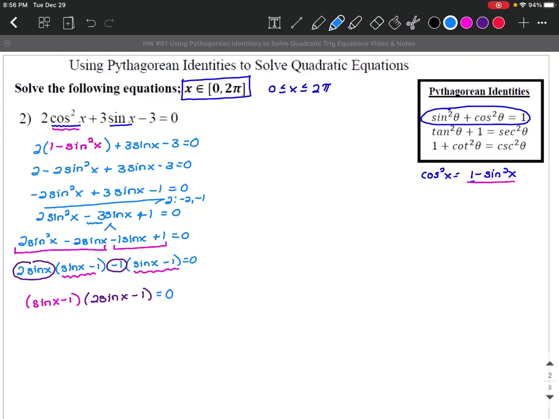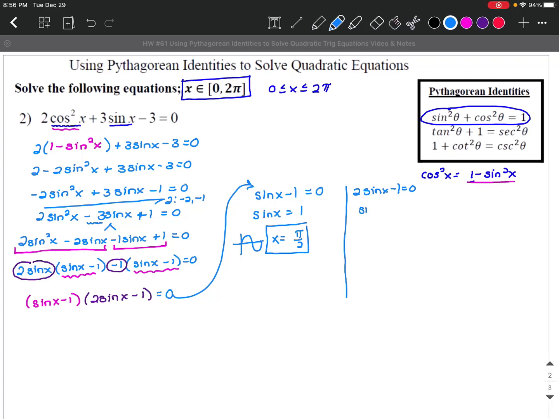Okay, so we're going to come up here and we're going to set each factor either sine x minus 1 equals 0 or 2 sine x minus 1 equals 0. Well, if sine x minus 1 is 0, that means that the sine of x is 1. And if you think about your sine graph, it was 1 at 90 degrees, or pi over 2. Over here, we add the 1 and divide by 2, so sine x is positive 1/2.